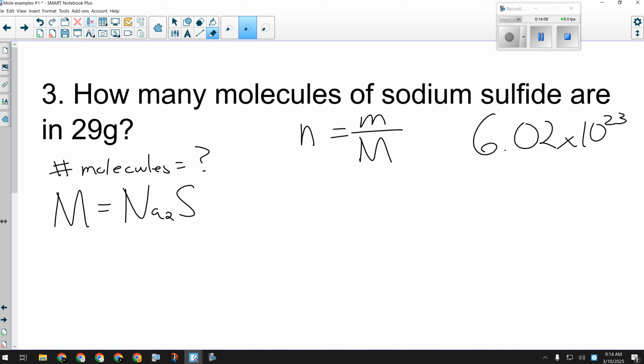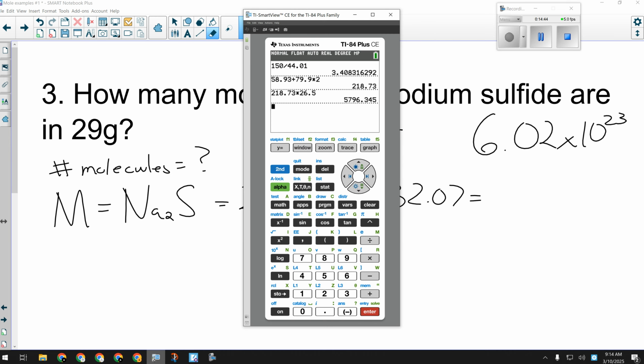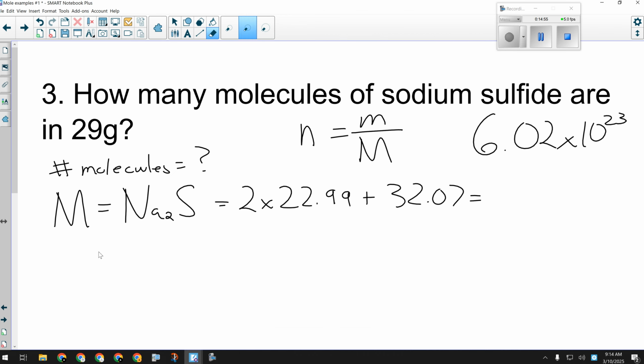Now to calculate the molar mass, I have how many sodiums here? So 2 times 22.99. That's the molar mass for sodium, 22.99, plus sulfur, 32.07. Now I just have to put those into my calculator, and I will have the molar mass of sodium sulfide. 78.05 grams per mole.